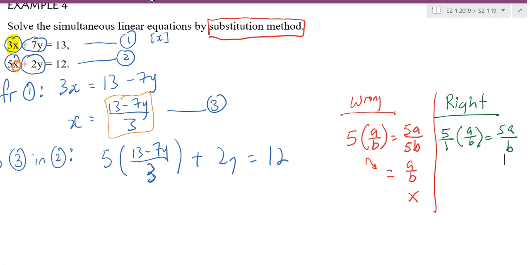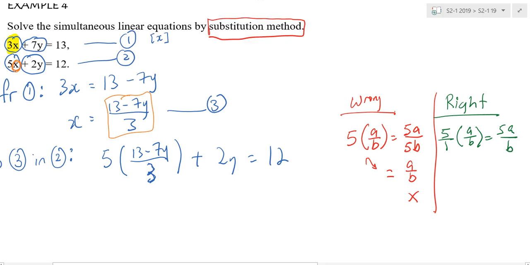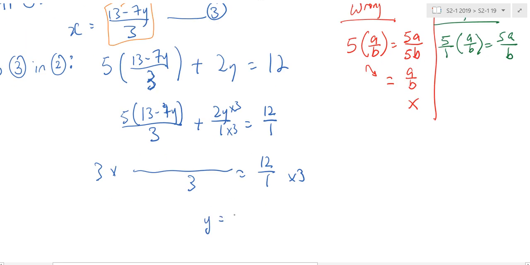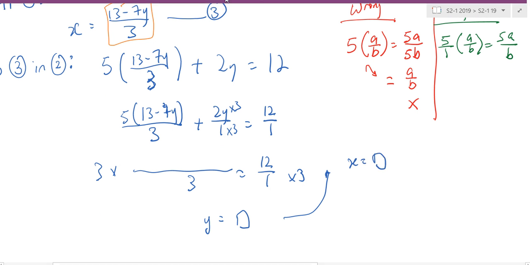Is that okay? So over here, what I can do is I can have 5 bracket 13 minus 7y over 3 plus 2y over 1 equals to 12 over 1. Do you know how to solve from here? Make it into a giant fraction. And then I can use both sides times 3. In order to make this one, must multiply by 3, multiply by 3, right? Then after that, I can solve for y. Then after that, I can sub back to solve for x. Is this okay? Okay, good. All right, go.